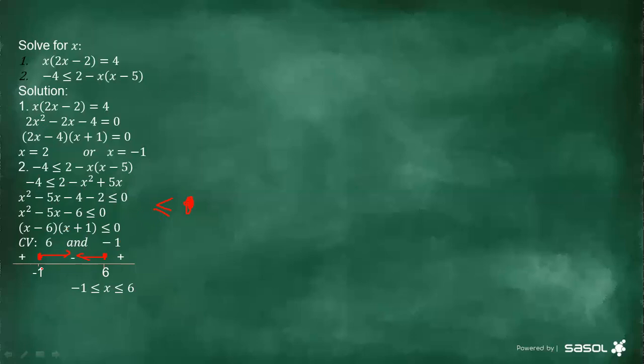From −1, if you go to the right, those numbers are greater. Hence we see x is greater than or equal to −1. From 6, you take this side, they are less. x is less than or equal to 6. So that's how you should solve the inequality questions.